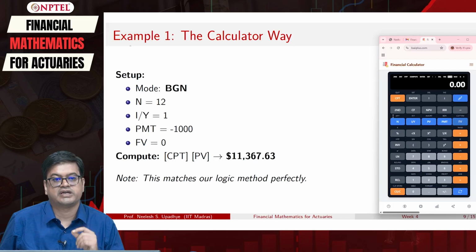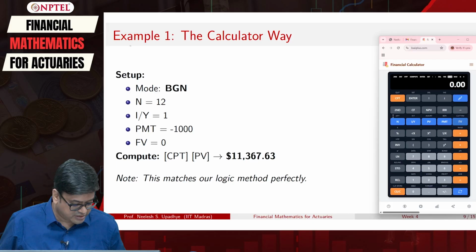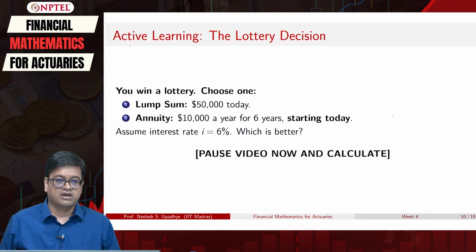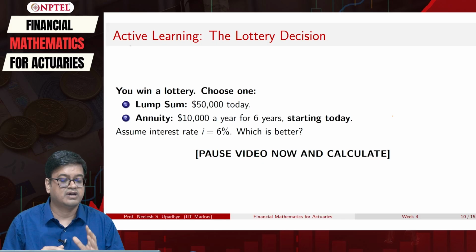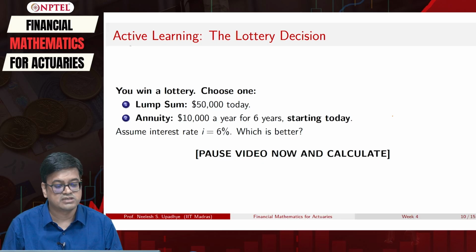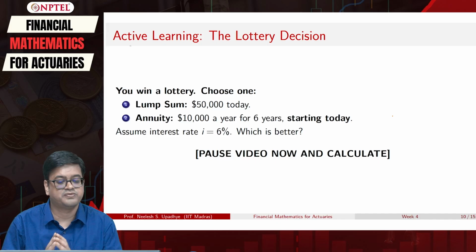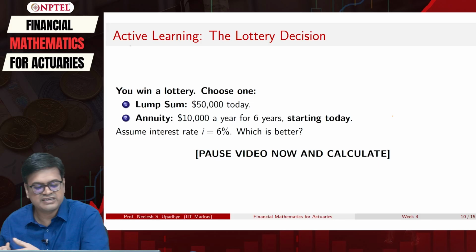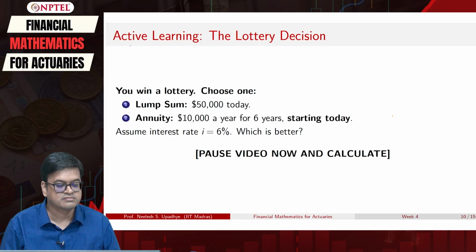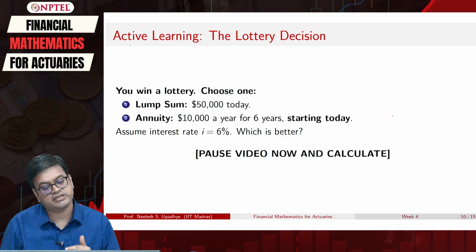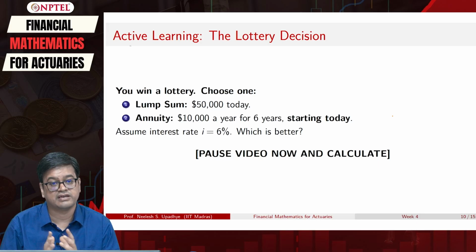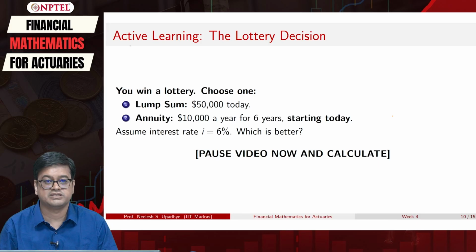Okay, so now it's your time to check your knowledge, and I will give you one problem which is called the lottery decision. You have won a lottery and you are given two choices. First choice is you will get a lump sum of 50,000 today. Second choice is you will get $10,000 a year for 6 years starting from today. Assume the interest rate is 6%. Which one is better? Okay, pause the video, calculate both the answers and tell me which one is better.